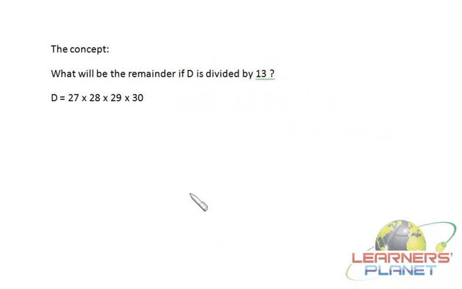Friends, let's begin with the first concept. What will be the remainder if d is divided by 13, where d is the multiplication of 27, 28, 29 and 30? Friends, if this sort of question is asked in any competitive examination, the aspirants are not expected to do this multiplication, then divide that product by 13, and then find the remainder.